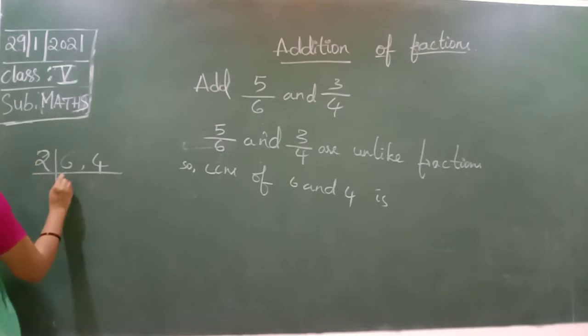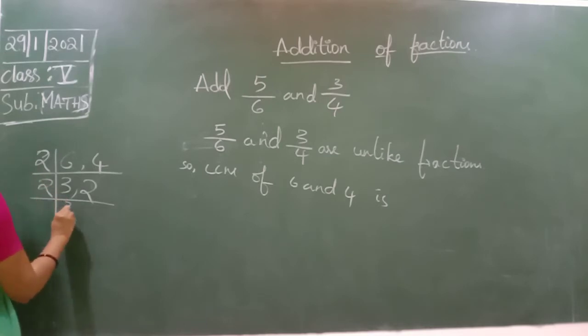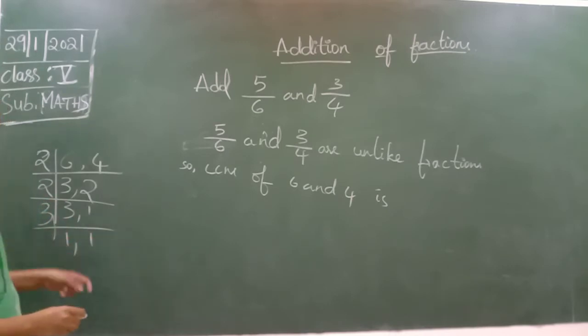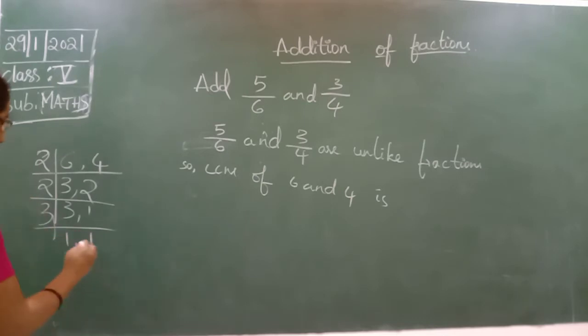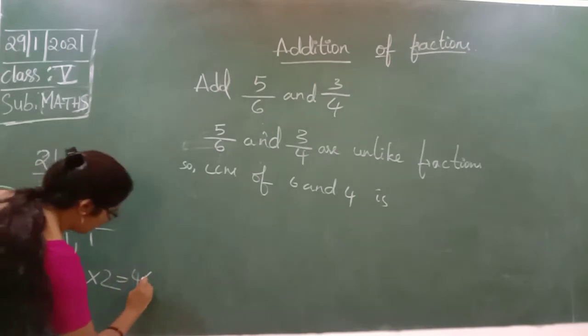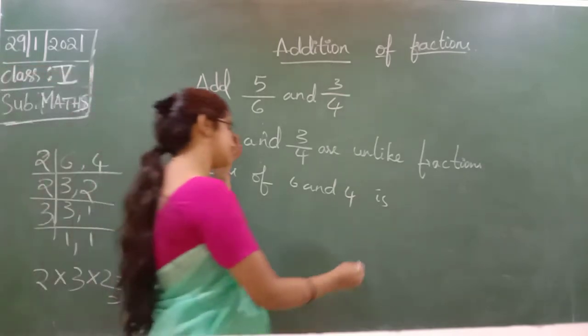2 twos are 2 threes are. Always take prime numbers here, and put the number as it is if it is not divisible by that number. Up to 1 we have to solve this LCM. And what will it be? 2 into 3 into 2. 2 twos are 4, 4 into 3 is 12. 12 is the LCM of 6 and 4.